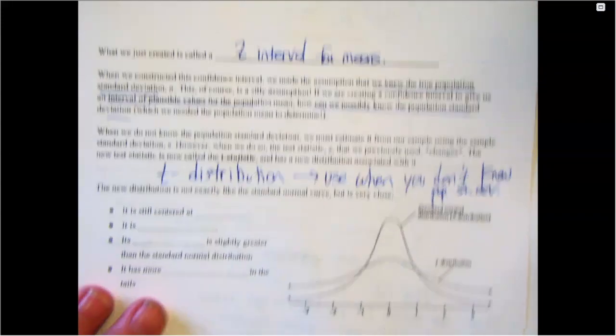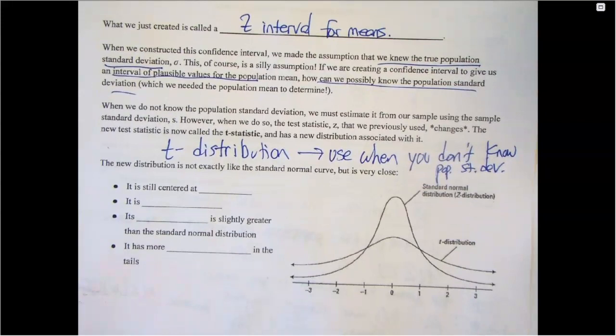So a t distribution has a little bit more uncertainty because you're estimating. You're just kind of hoping that your standard deviation from your sample applies to the bigger picture. You're not sure, so you've got to give yourself a little bit of wiggle room. So the z distribution gets a little wider. You have more uncertainty, so there's more margin of error. So it's still centered at 0.